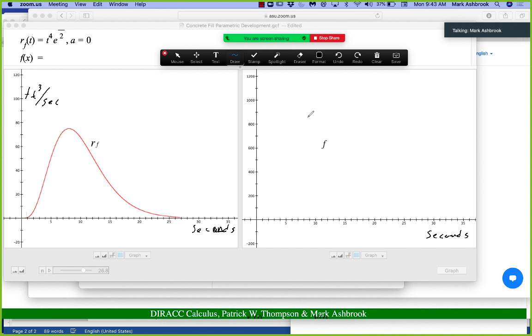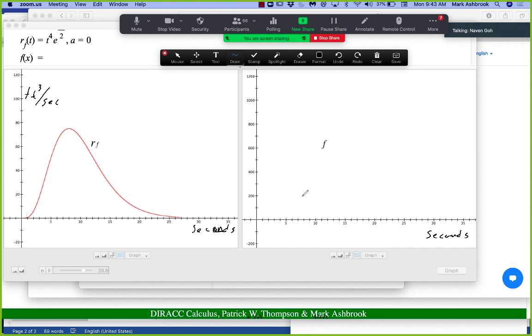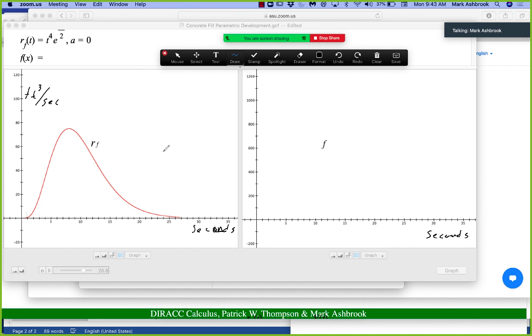Will it go up and down like that? No, it would be always increasing, but at varying rates. Okay, so someone has suggested that this will be an always increasing function. Agree with that? Yes. So here, look, at 15 seconds, what is the rate of change? It's about 30.